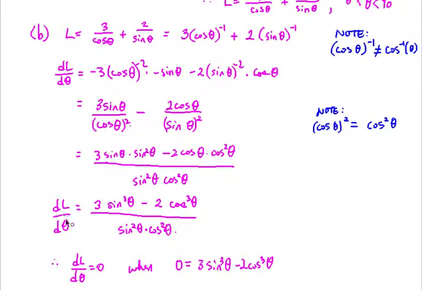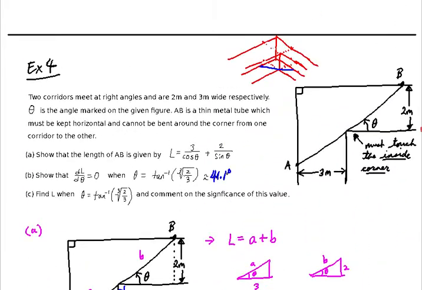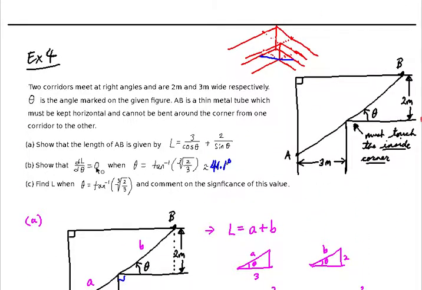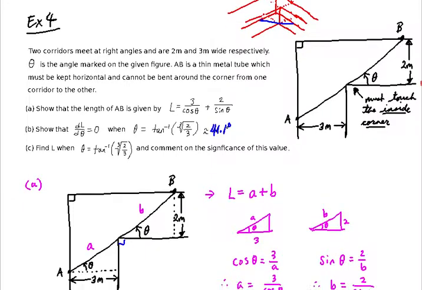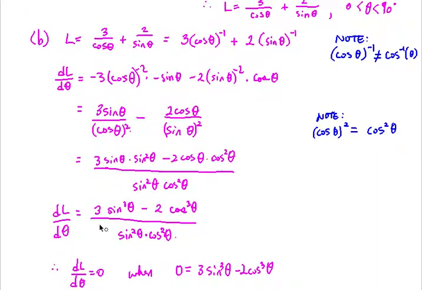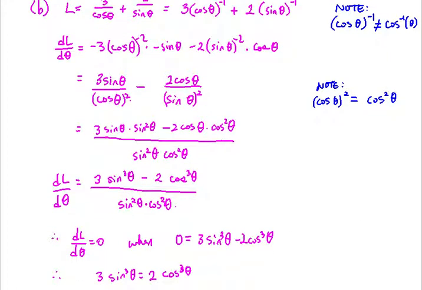Now when is this equal to 0? Because that was our question, right? Show that this is equal to 0 when theta is 41.1 degrees. So I'm going to set this equal to 0 first and then solve for theta, coming up with this expression. That's my plan here. If I set this equal to 0, the numerator must be 0, and so we set the numerator equal to 0, and we can solve from there.